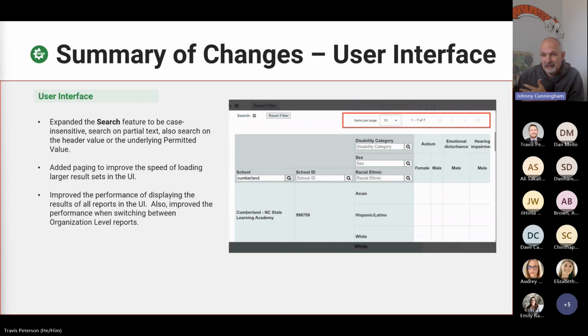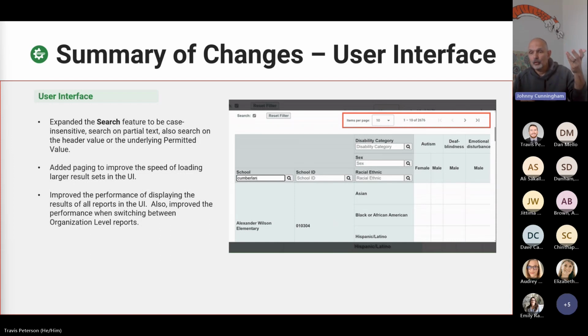He actually added some additional functionality. If you're an EDFacts coordinator, you probably know the permitted values more than the actual text that goes along with it. For instance, on screen here we've got disability category at the top, and the first column is autism. If you wanted to filter your results on autism, you could just put the permitted value, AUT. Or for the second column, you could put EMN, and it would filter down to just that disability.